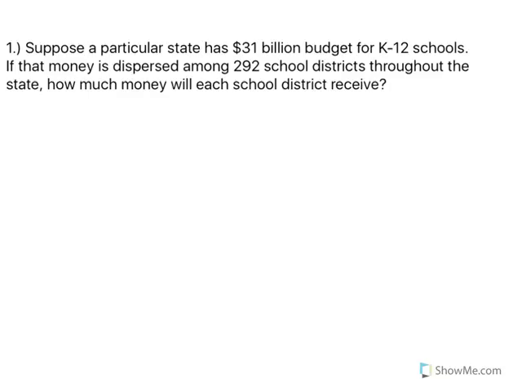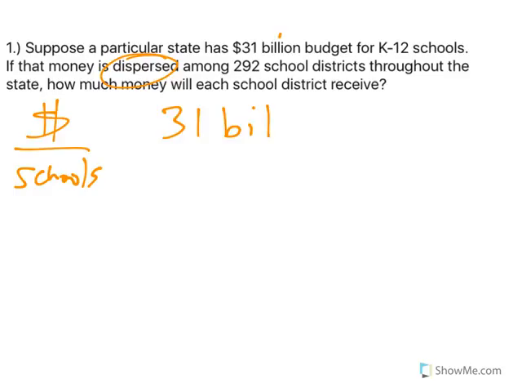Well, in this case, we are dispersing money, right? We are splitting it up evenly. So if I'm splitting it up, I'm divvying it out to the different school districts, I'm dividing. So I'm going to take the money and divide it by the schools. So I've got 31 billion over 292.